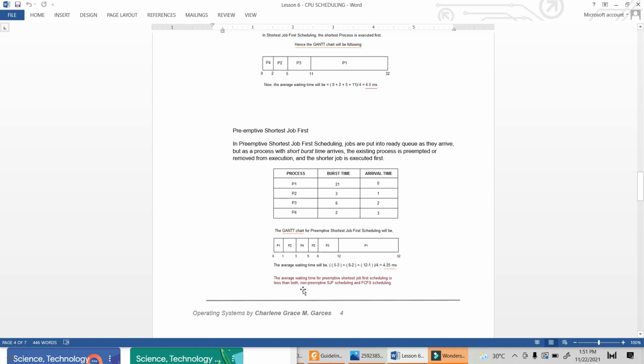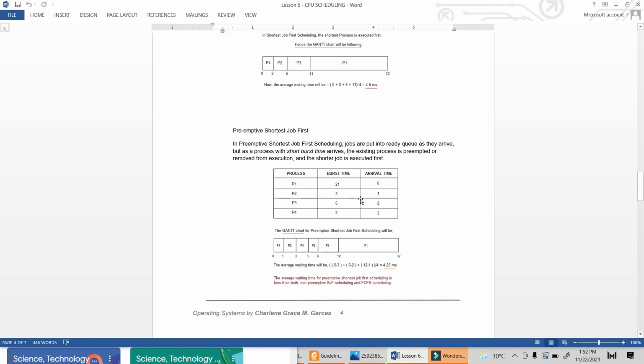The average waiting time for the preemptive shortest job scheduling is less than both the non-preemptive shortest job first scheduling and the first come first serve scheduling. So if you can see it here, P1 will be the last to execute. So still it has the smallest average waiting time, since it's only 4.25 milliseconds. That is for the preemptive shortest job first.